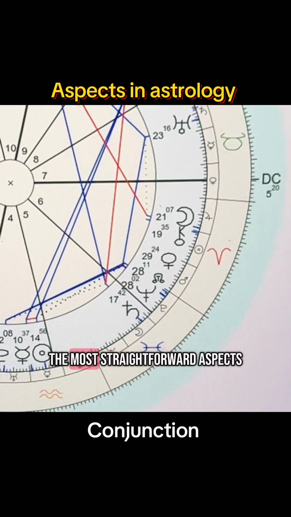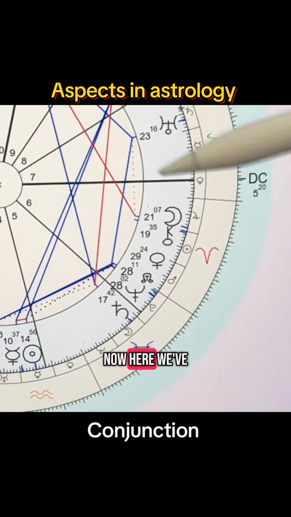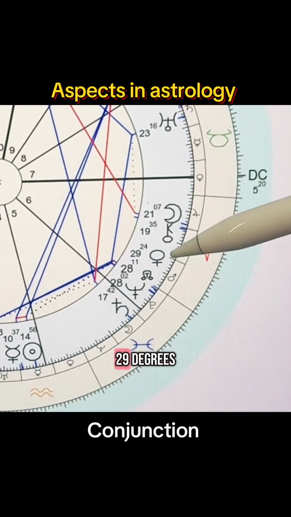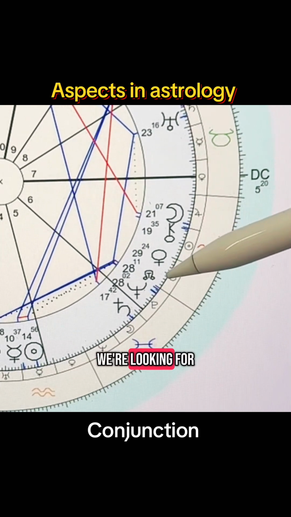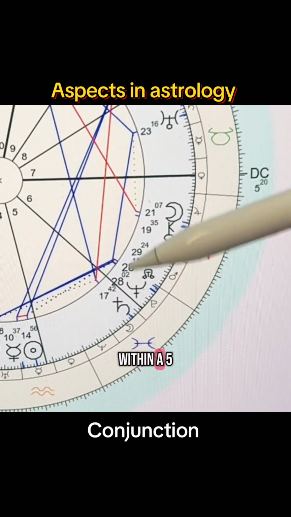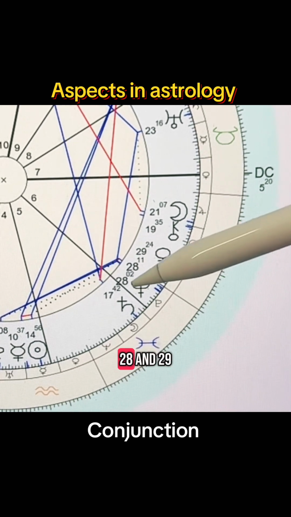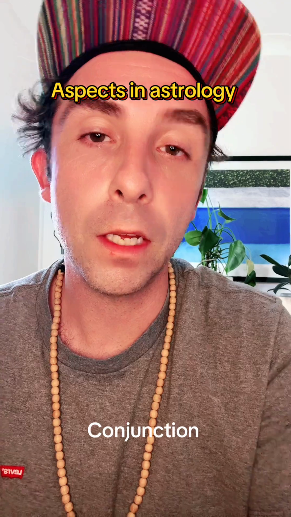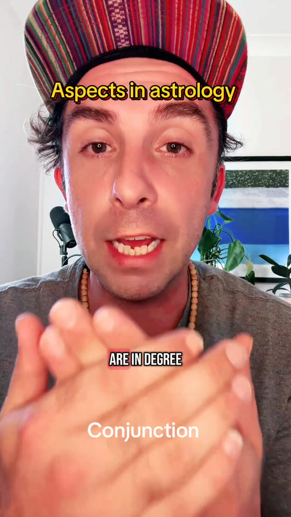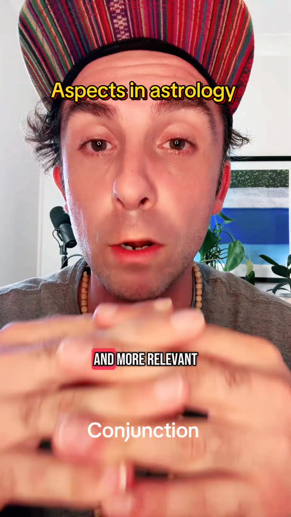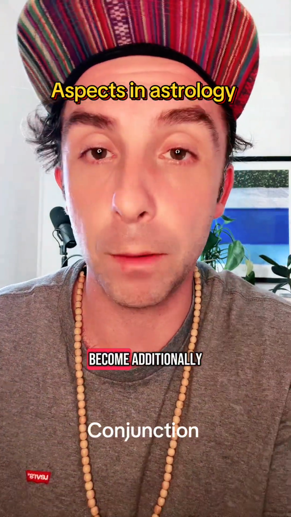This is one of the most straightforward aspects you're going to find in any given natal or birth chart. Now here, we've got Venus at 29 degrees. We have Neptune at 28 degrees. We're looking for conjunctions to be within a 5 to 10 degree orb. So in this case, we've got a 1 degree orb, 28 and 29 degrees. Needless to say, and this goes for all aspects really, the closer they are in degree, the more strengthened and more relevant the themes of this conjunction, or any aspect for that matter, become.